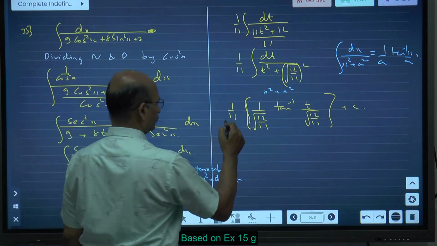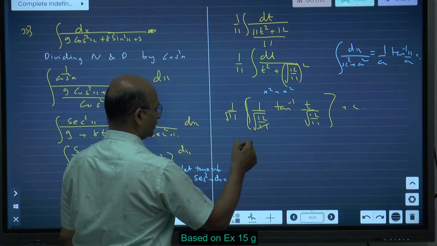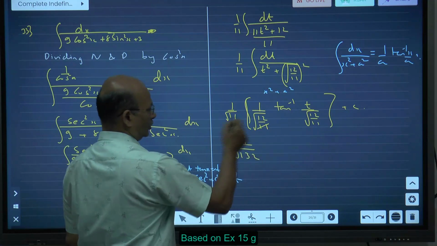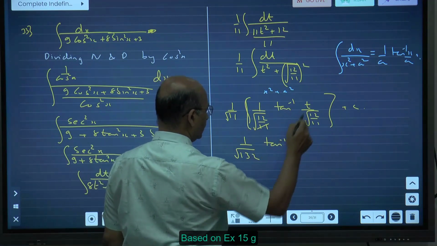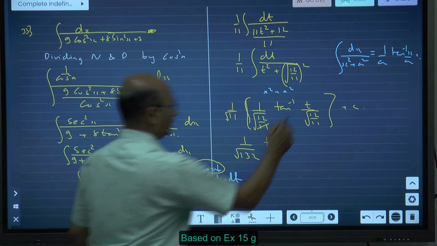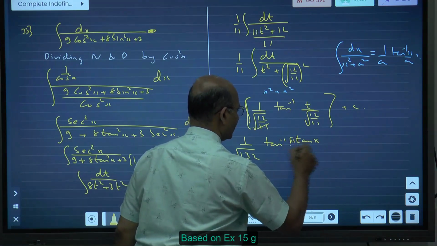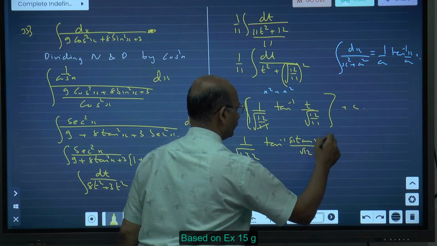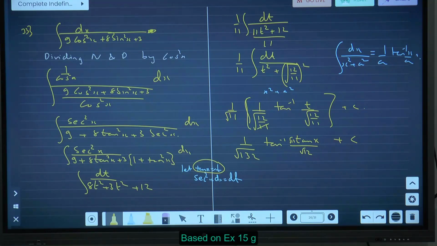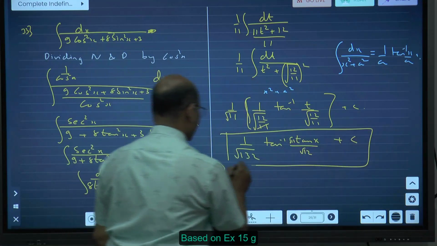So this will become root 11, right? So this will get cancelled. So this is nothing but 1 upon root 132, then tan inverse, t is nothing but, look at this, t here is tan inverse of tan x, that is 11 root 11 tan x upon root 12, okay, plus c. Let me confirm it now quickly. 1 upon root 11 upon 12, that is tan x plus c. So this is the final answer for this particular question.